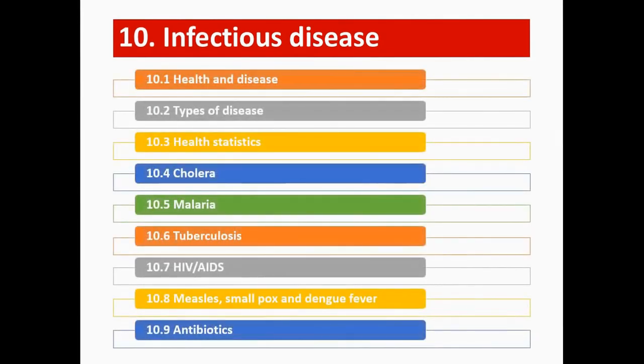Let us see which topics chapter 10 includes. To go further with infectious disease, we first need to understand the terms health and disease. Then we will see the types of disease. We'll see how to perform health statistics, and then eventually see examples of infectious disease, like cholera, malaria, and others. And at the end, we will see the role of antibiotics in treating infectious disease.